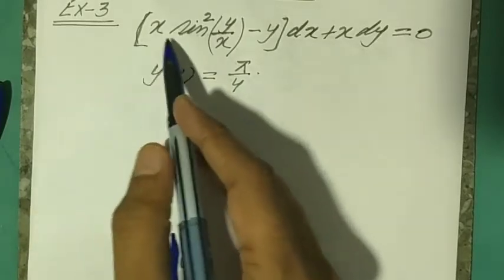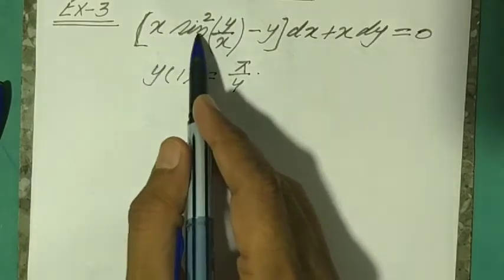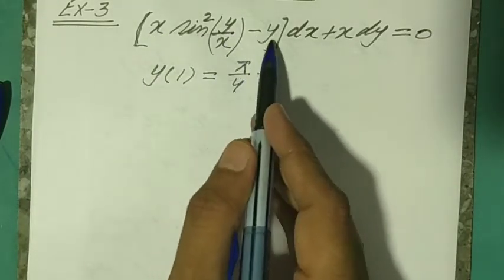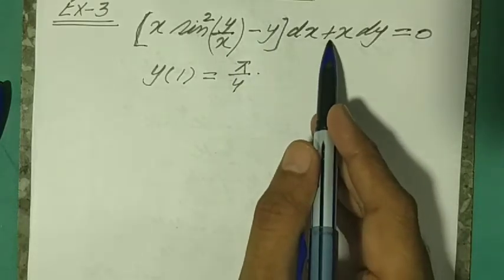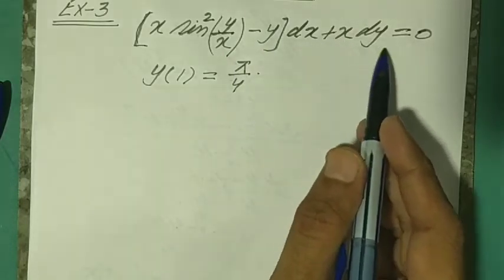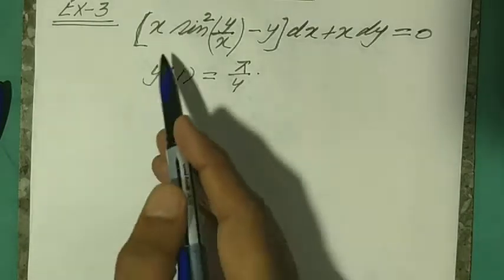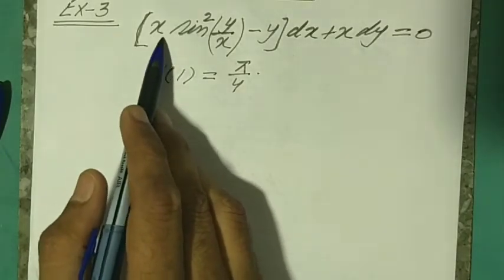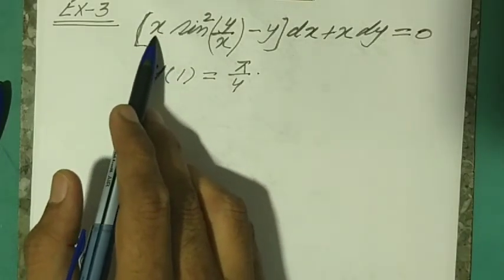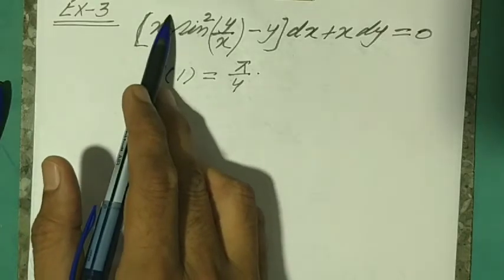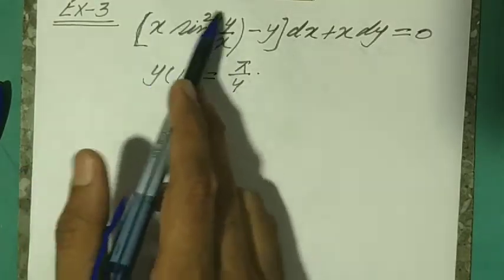Now example 3 is: x sine square (y upon x) minus y, dx plus x dy is equal to 0. So identification: the first term has x, only one variable, and the power is 1. So the degree of this term is 1.